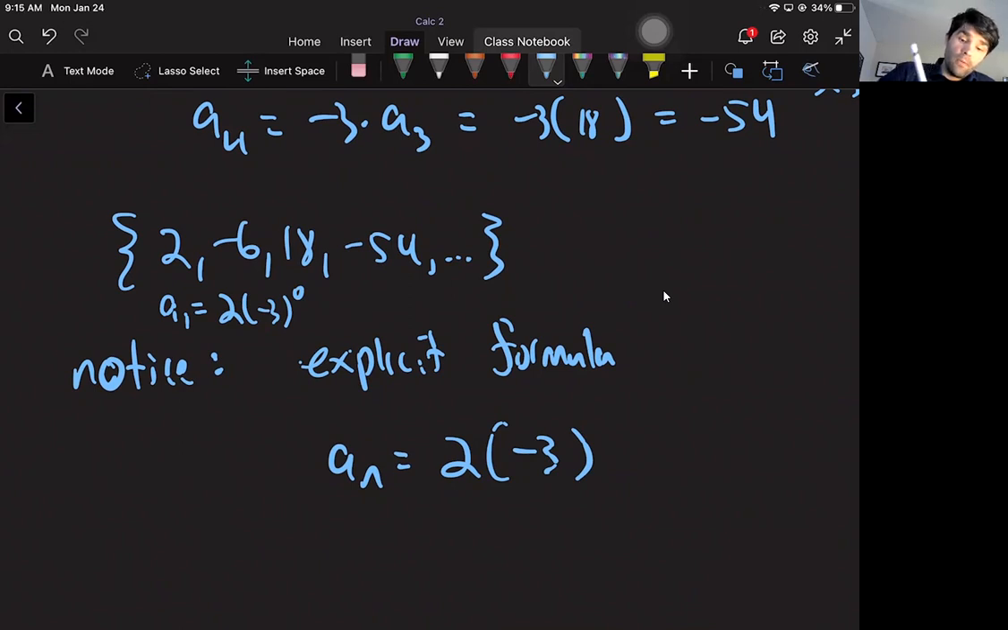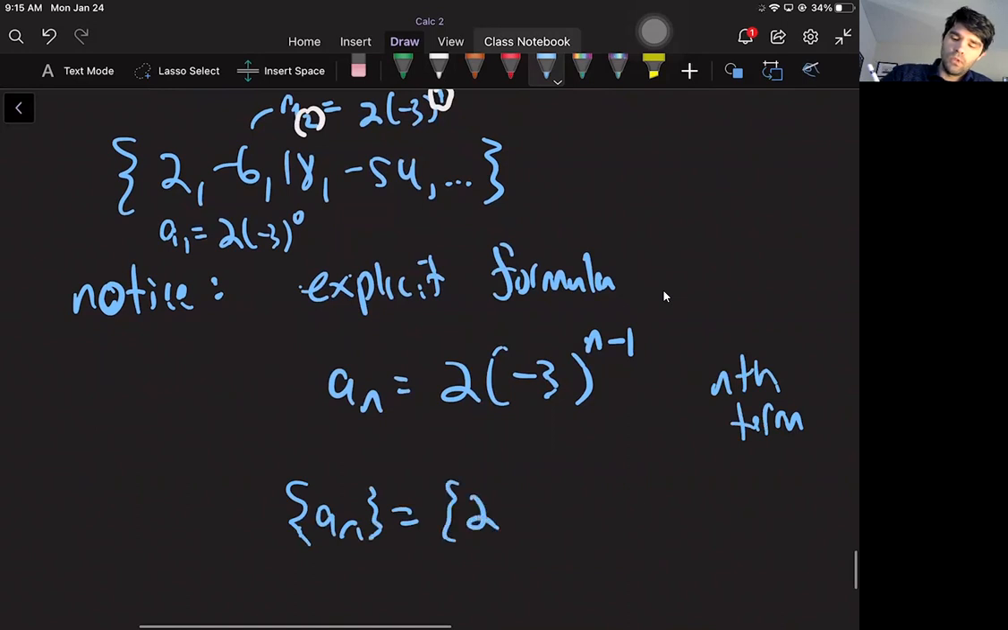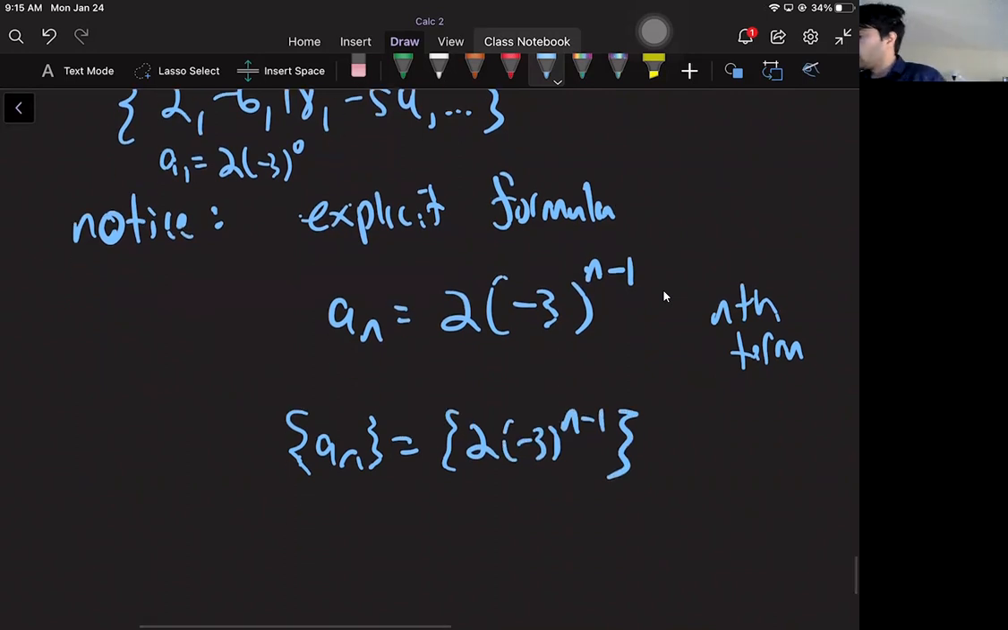At A2, you multiply by 1 negative 3. So the connection between the index and how many negative 3s is that you're multiplying by 1 less negative 3 each time. So this is going to be n minus 1. And so that's the explicit formula for the nth term. Or if you want to write the sequence, you could write it like this. Sorry, my pen seems to be giving out. Should be okay for the rest of the lecture.